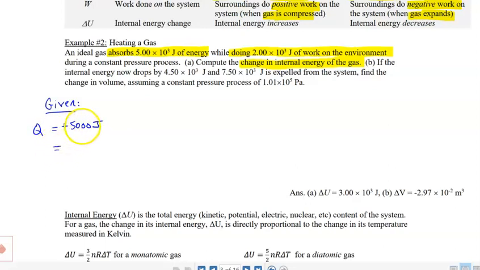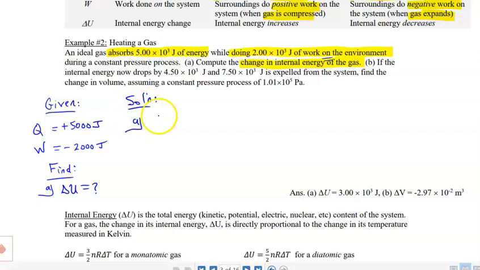Then at the same time, we have 2,000 joules of work that is being done on the environment. That means the gas has to be expanding if it's doing work on the surroundings. So this is negative work being done. And we are trying to find, in part A, the change in internal energy. So we're going to apply the first law of thermodynamics, delta U equals Q plus W.